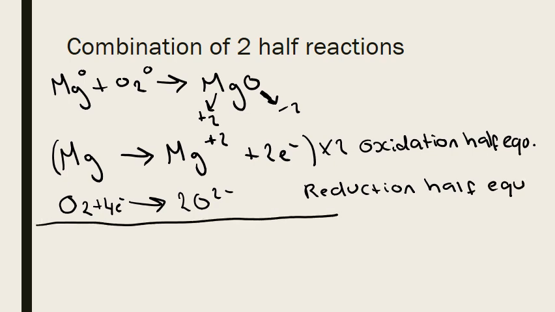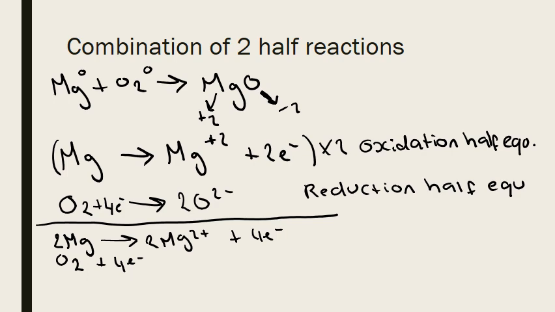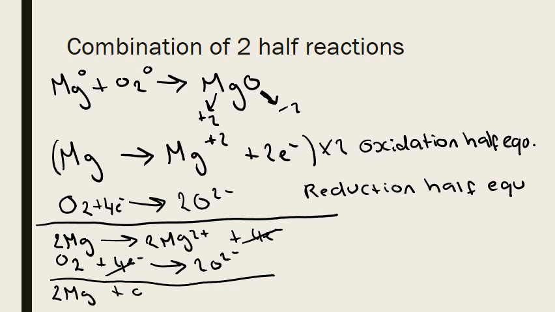We times the Mg by 2, so that's 2Mg, 2Mg2+ plus 4 electrons. The other one stays the same, the reduction half equation. The 4 electrons cancel out to become 2Mg plus O2, which equals 2Mg2+ plus 2O2-.